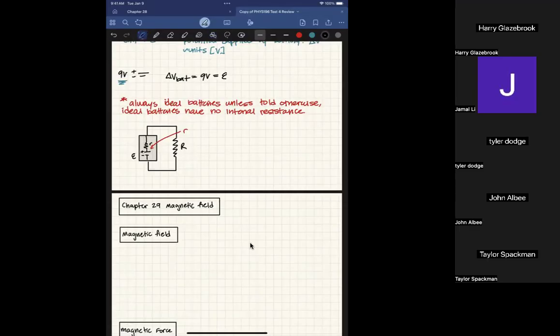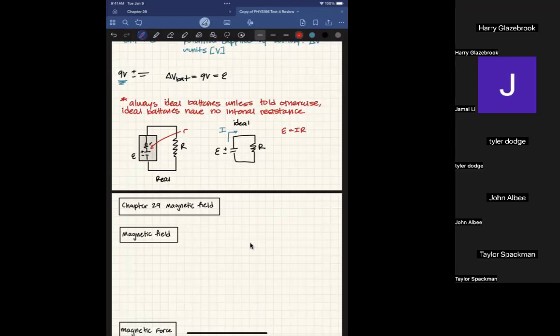I'll just show you real quick what I mean. Here's R, here's EMF. So here's a battery. This is the ideal case. This is the real case. It's just a circuit with a battery and a resistor. For the ideal one, if we did Kirchhoff's law, we know there's a current flowing through here, and we're going to use Ohm's law and say the EMF is equal to the current times the resistance. That's all.